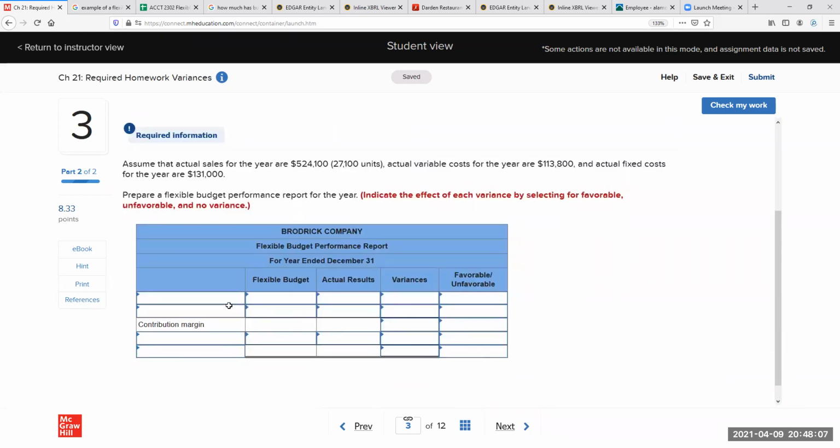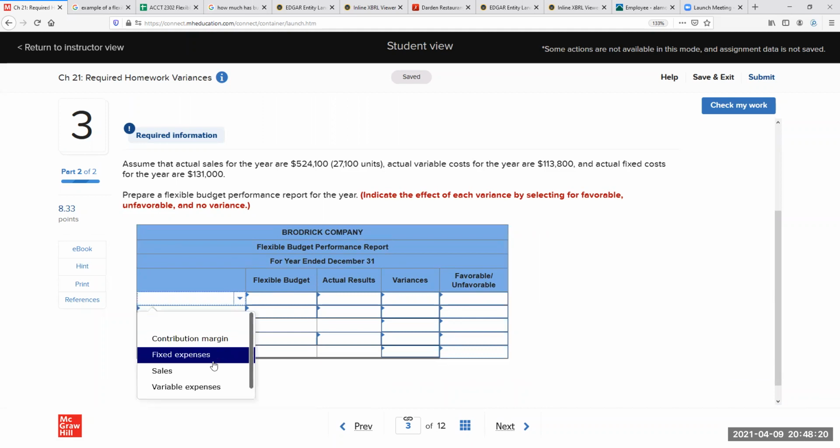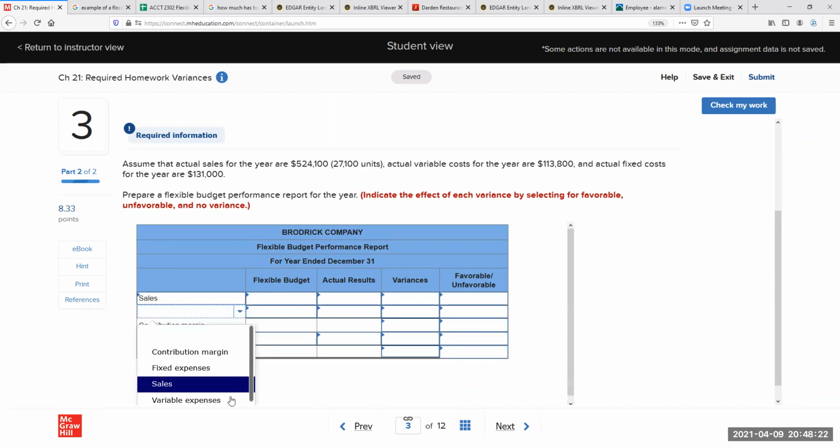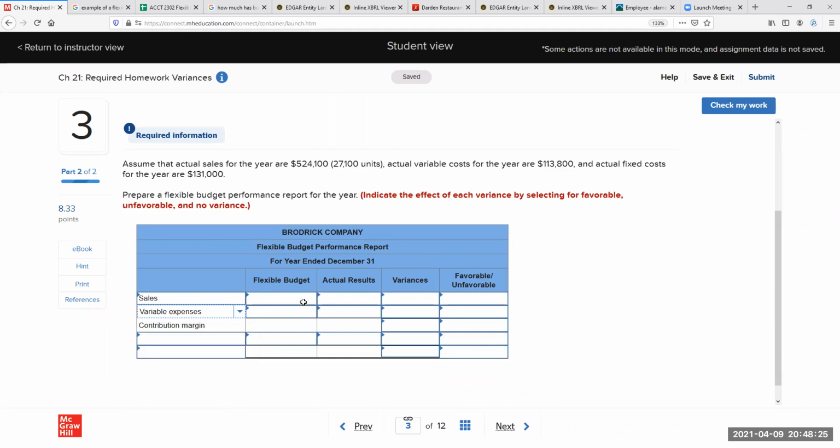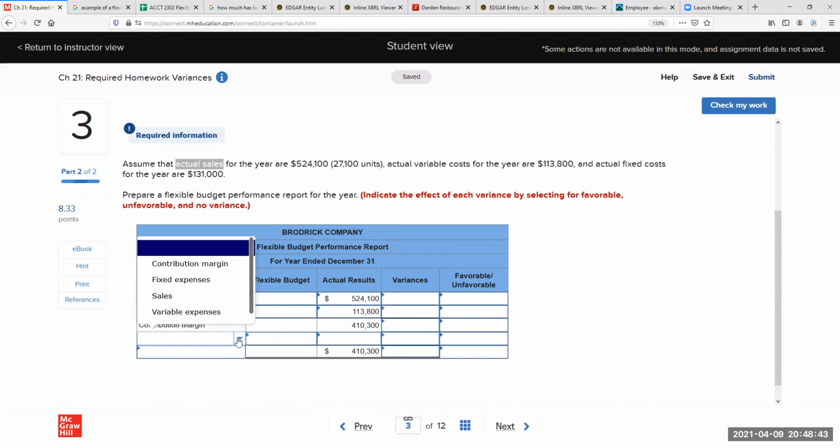Number 3. Again, I'm not going to do this one. Oh, well, maybe we should because it shows the variances. But anytime you see the word contribution margin, how do you arrive there? Something minus something. So what is it? The sales minus the variable expenses, right? So on your flexible budget, assume that actual sales, so it wants actual sales right here, and it wants the actual variable expenses, and then you have the fixed cost.